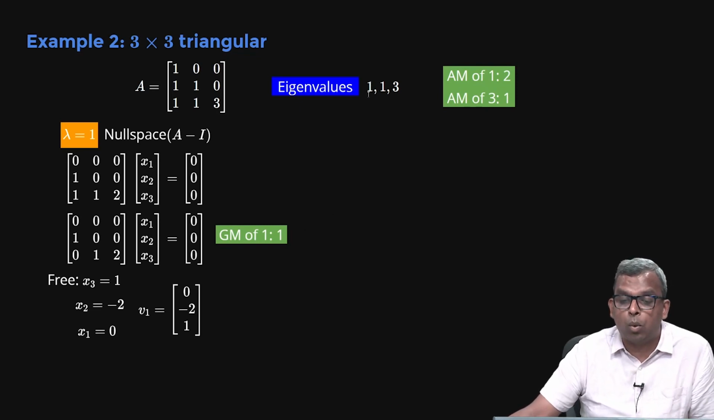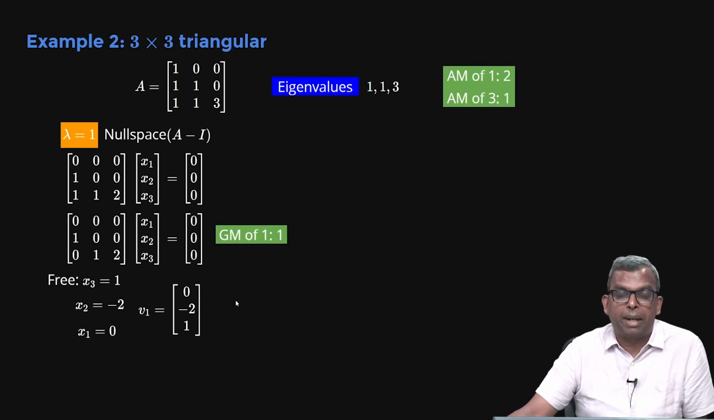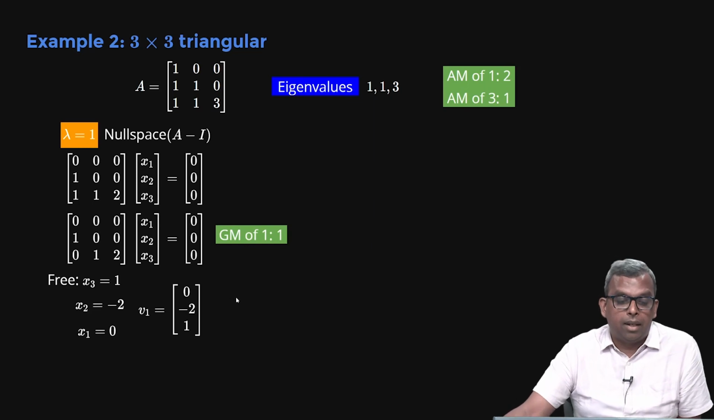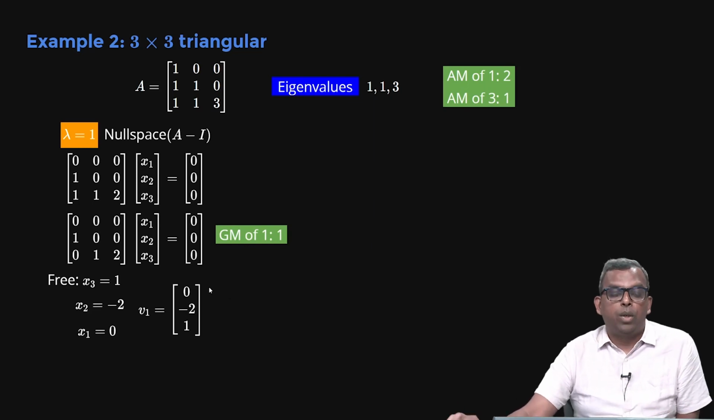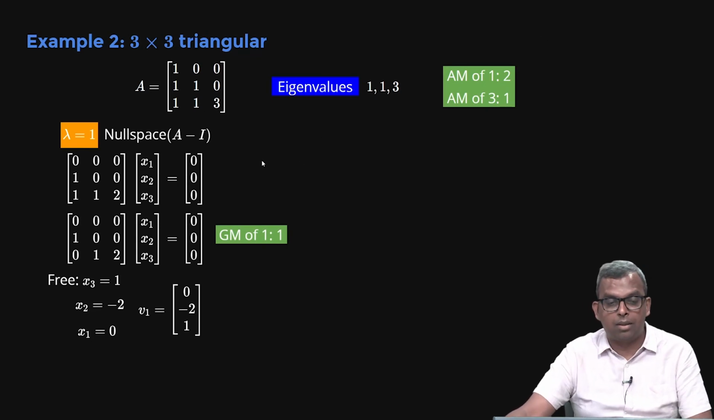Even though the eigenvalue 1 appears twice, it has only one linearly independent eigenvector. You can't have one more. So here is a case where the GM became strictly less than the AM. We always know GM is at most AM, but in this case it became strictly lesser. This is one example where you see that happen.